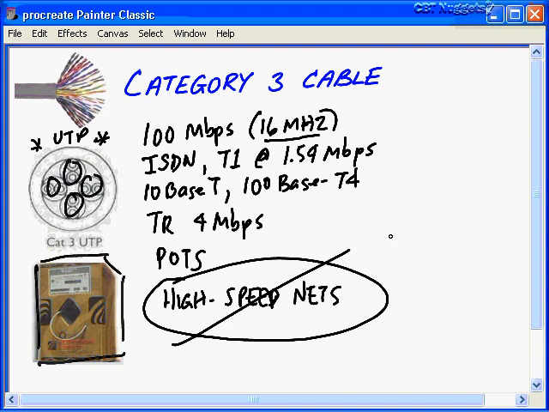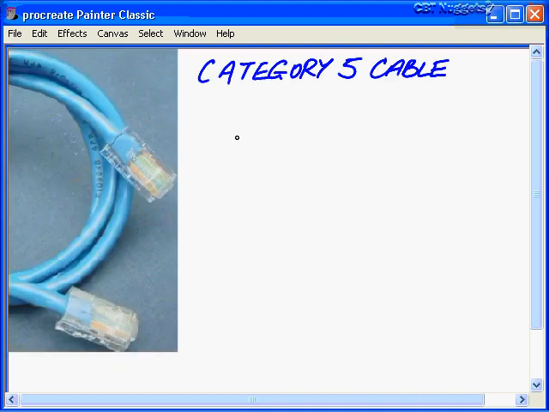Let's move from Category 3 to a more prevalent standard that we're going to find now. That's Category 5. Category 5 cables, the one you're going to find used most often is patch cables that plug into your network interface card on your PC or your workstation, that plugs into ports on routers and switches. It's really the most popular cable used out there in networks today. It also rates at 100 megabit per second, but it's 100 megabit per second at 100 megahertz.